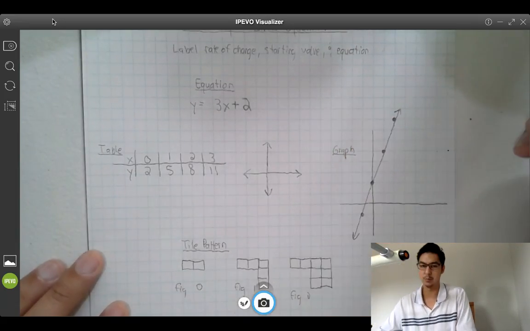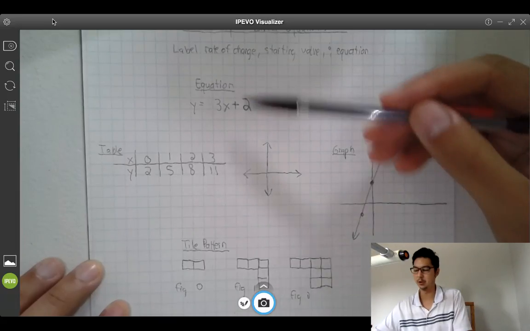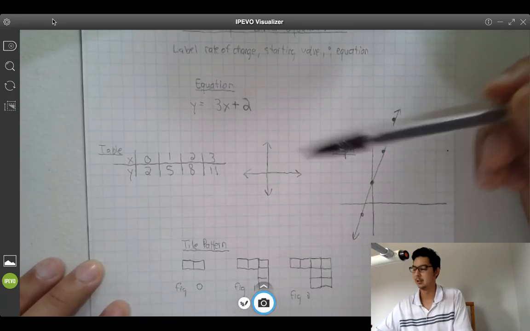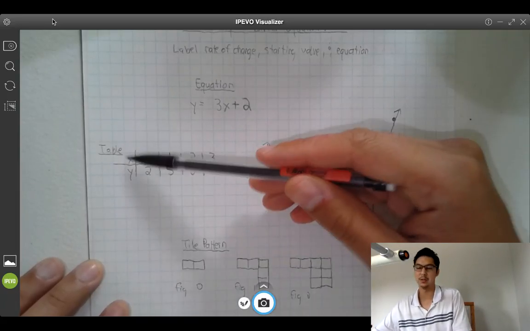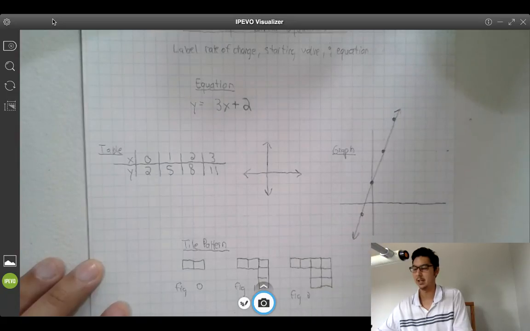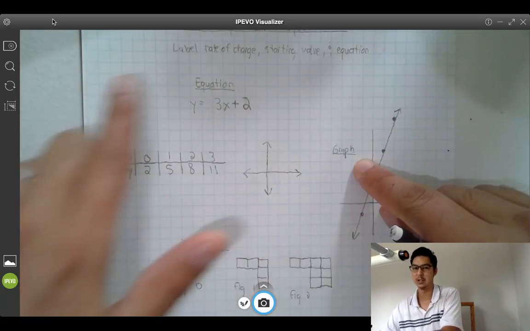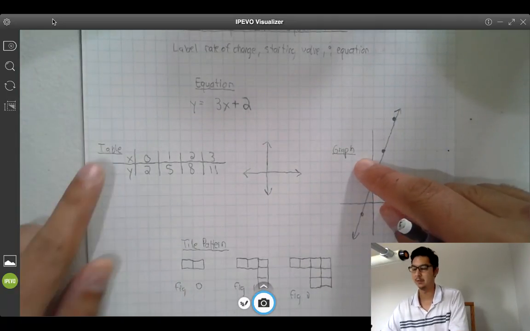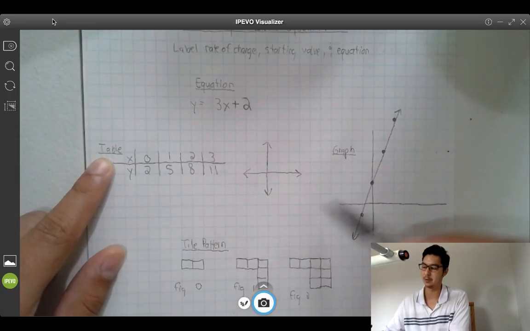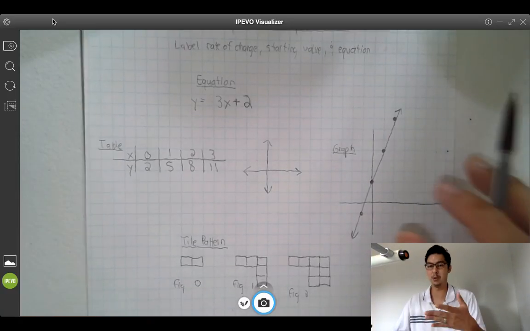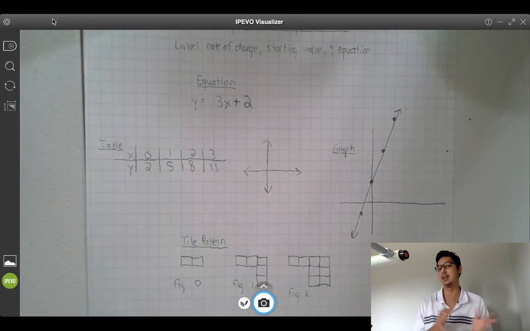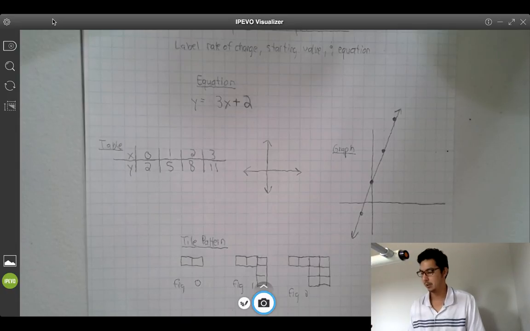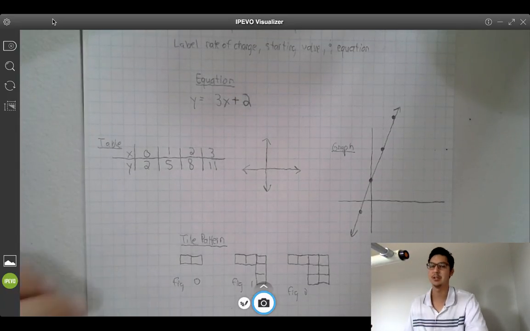So for example, if I give you the equation, you should be able to give me a tile pattern. If I give you the equation, you should be able to give me a table and the graph. If I give you the graph, you should be able to give me these three. If I give you the table, you should be able to give me these three. So the idea is, given one, you could figure out what that looks like in different scenarios. Here's an example of how it applies to all of them.